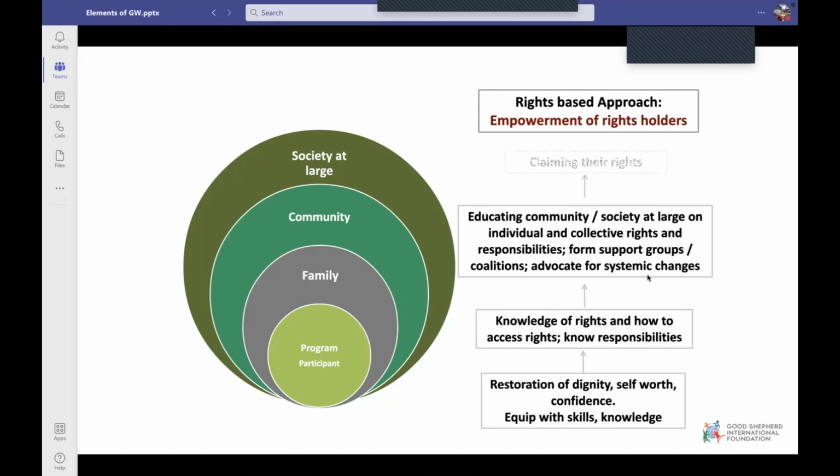And when you do all these, you're actually helping the rights holder to claim their rights. So these are some of the activities and interventions that you can do when you are looking at the empowerment of rights holders.